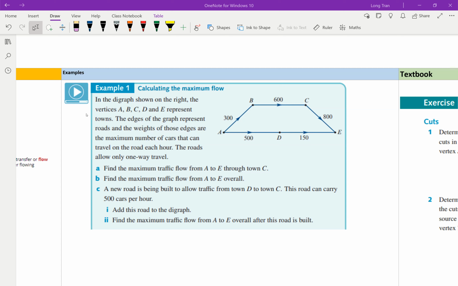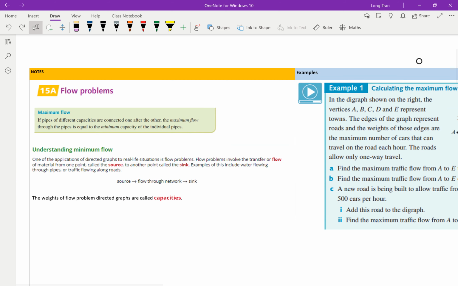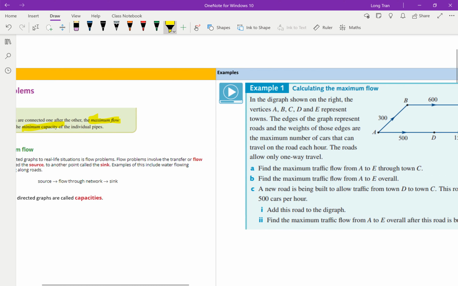Hey there. In this example, we're looking at maximum flows. What we learn in this section is that the maximum flow is equivalent to the minimum capacity that's available, which sounds very ironic, doesn't it?